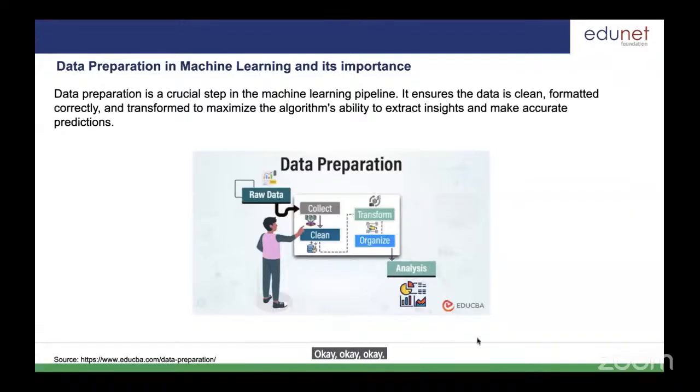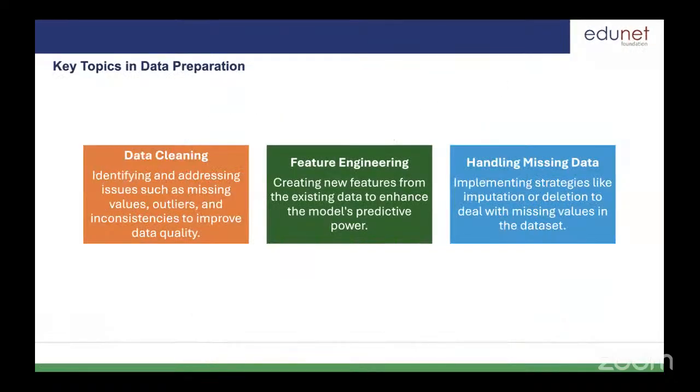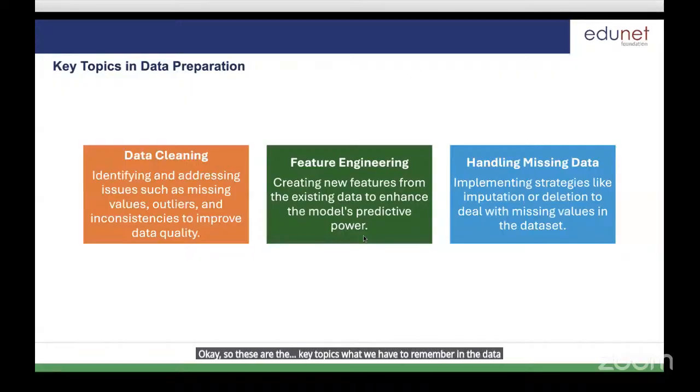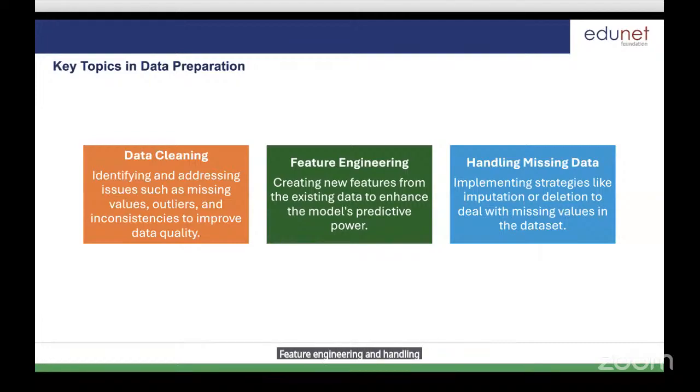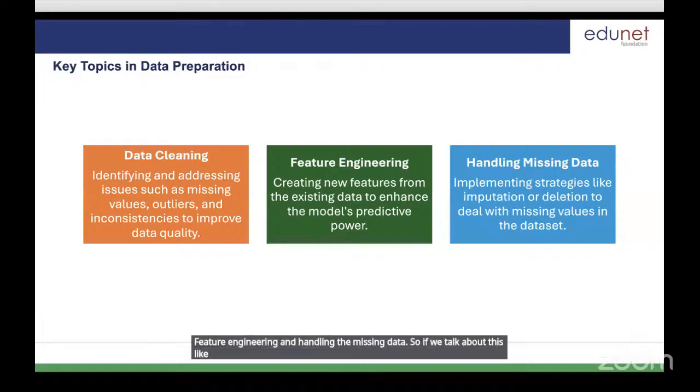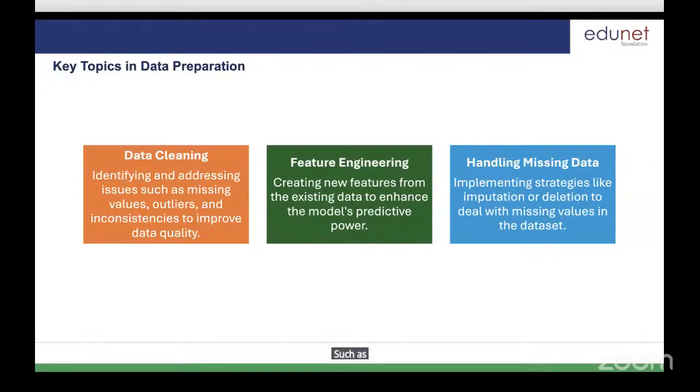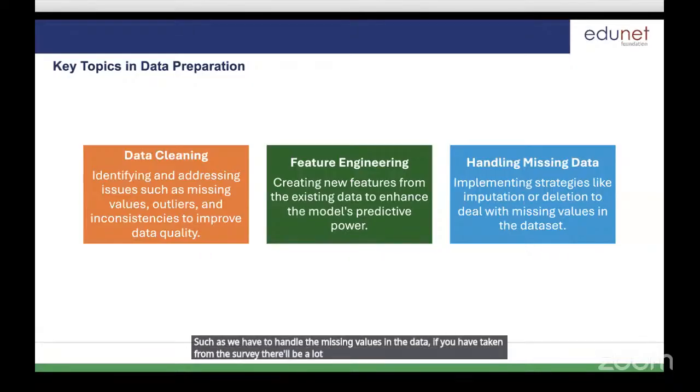So those are the things we have to follow in the data preparation as well. These are the key topics to remember in data preparation: data cleaning, feature engineering, and handling the missing data. Data cleaning, as we have already discussed, means that once we take random data, we have to clean it, such as handling the missing values. If we have taken it from a survey, there will be a lot of missing values inside, and we have to impute them, fill up the values inside.